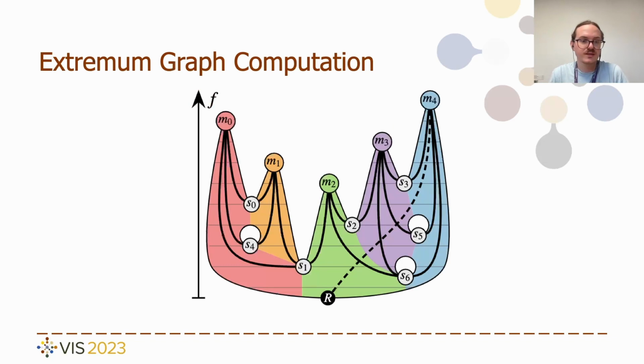Now that we have the critical points and the descending manifold, computing the Extremum graph is straightforward. From every saddle, we can add an edge between the saddle and the reachable maxima of the upper link, and we only store the outgoing edges from the saddles and can therefore parallelize it lock-free.